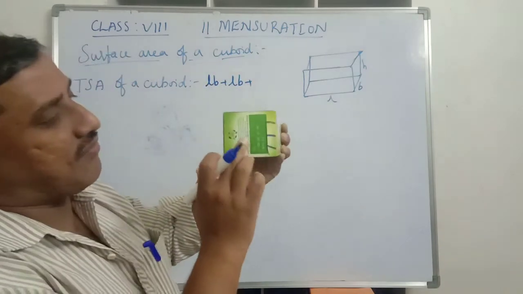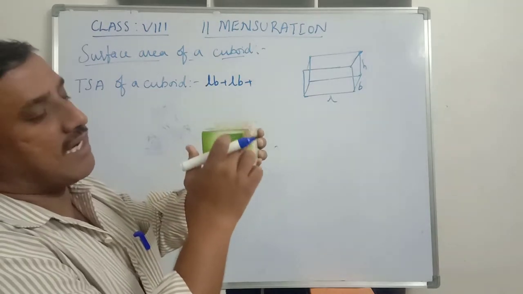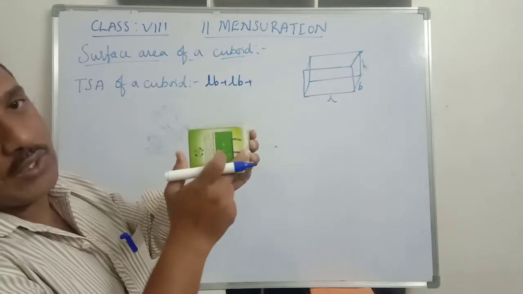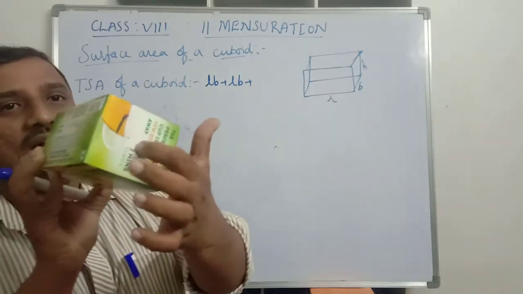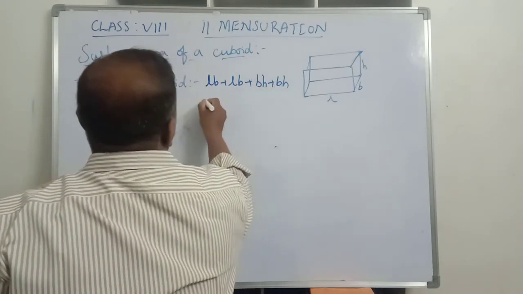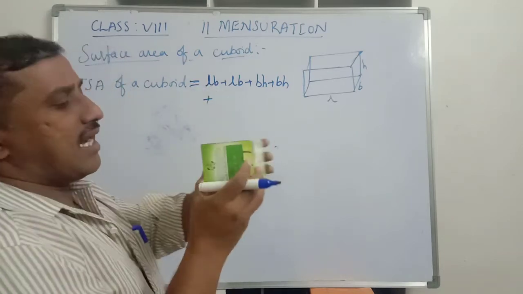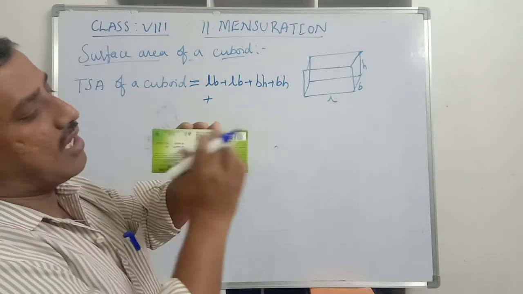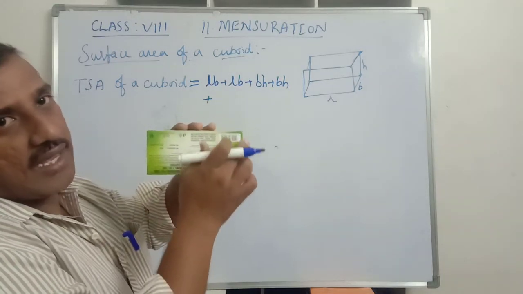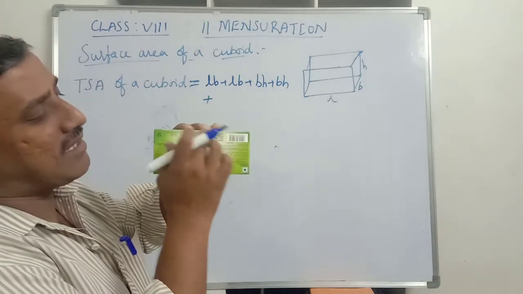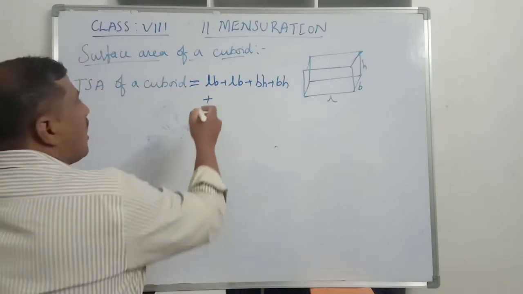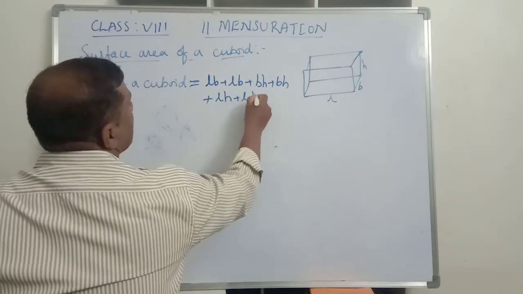Next, if you take these two surfaces, this is the breadth and this is the height. So the area of this one will become breadth into height, B into H, and this surface also has the same area, that is B into H plus B into H. Then the front surface is a rectangle with length and height, L into H, and this surface also has the same area, that is L into H plus L into H.